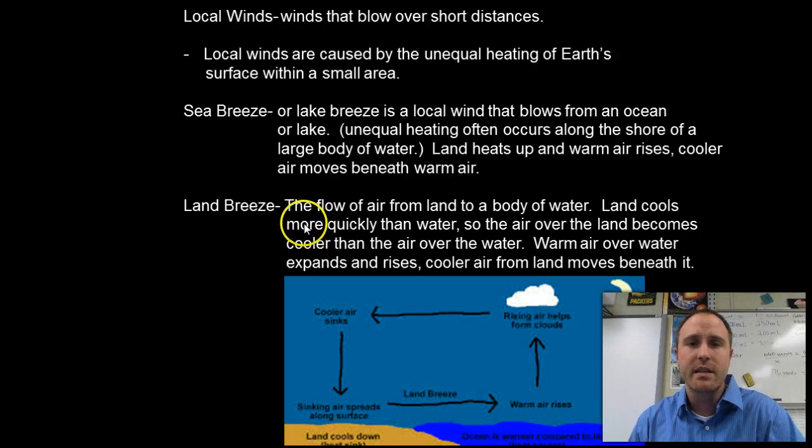For a land breeze, it's the flow of air from land to a body of water. The land cools more quickly than the water, so the air over the land becomes cooler than the air over the water. Warm air over the water expands and rises, and cooler air from the land moves beneath it. These do a nice job of heating and cooling, especially during summer and winter, along major bodies of water. We're talking about oceans, and we're talking about Great Lakes. So those are local winds.